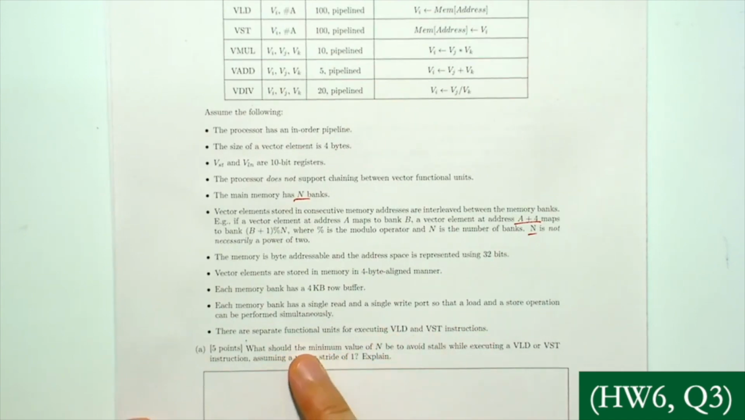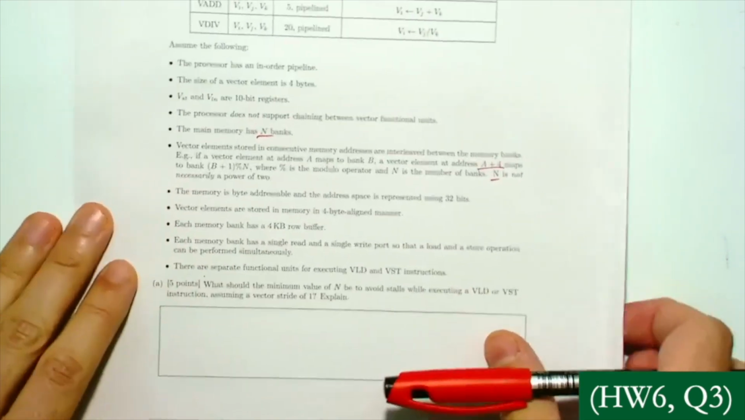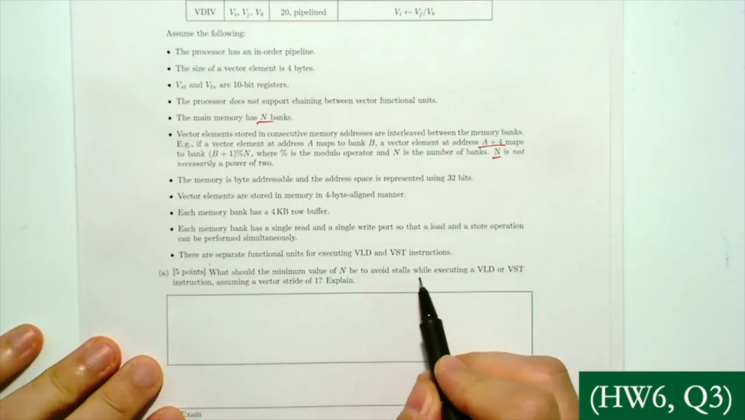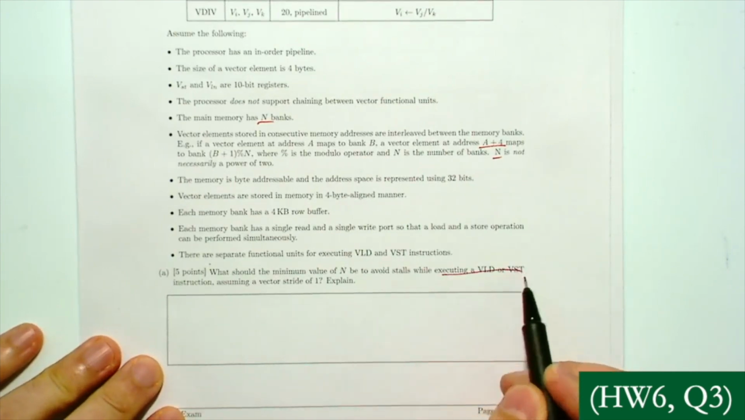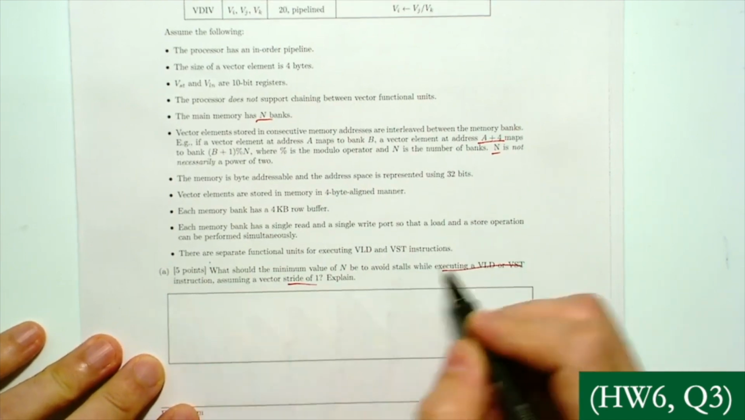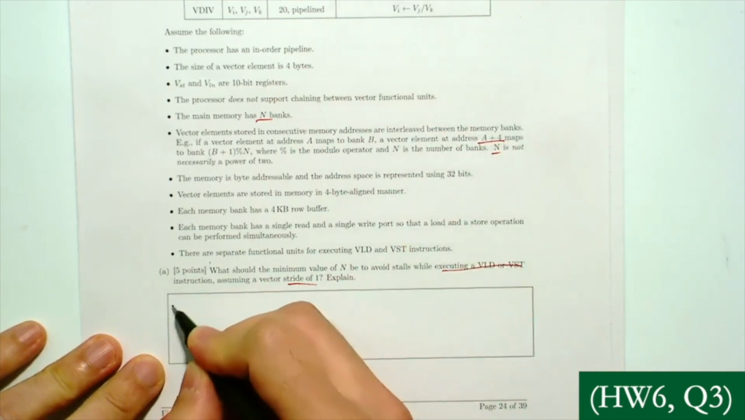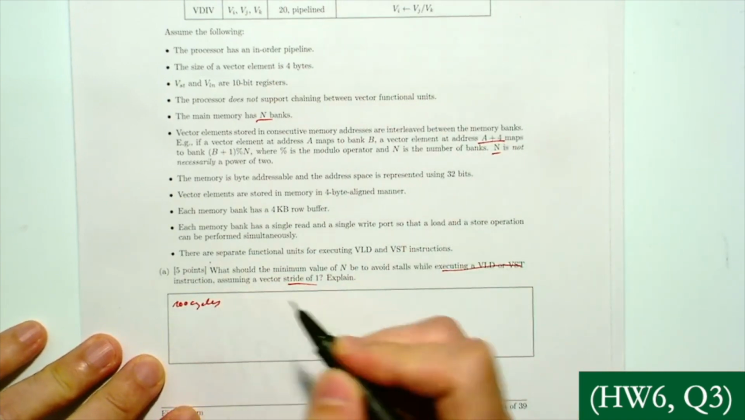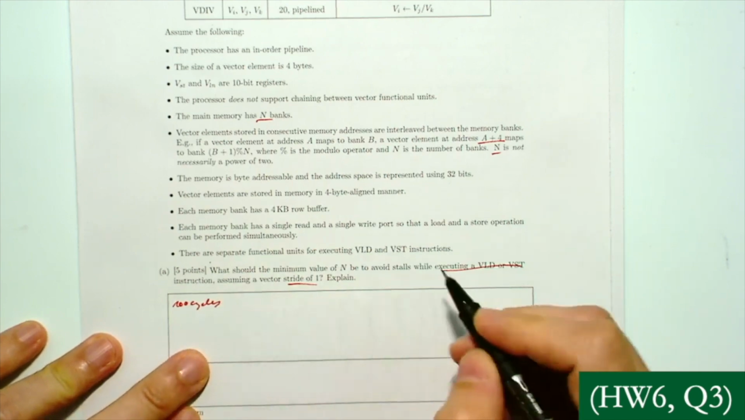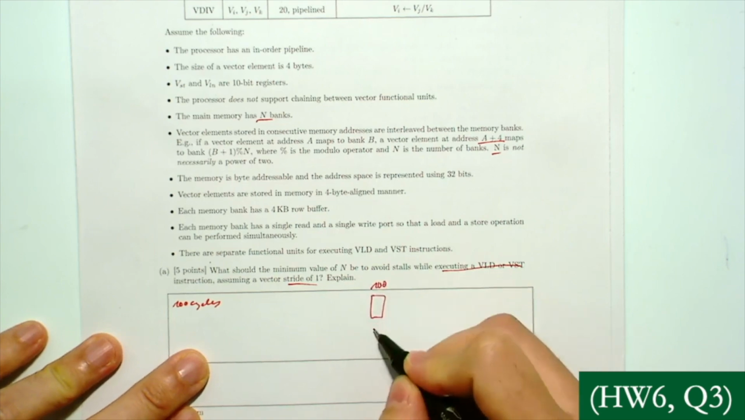So what should be the minimum value of n to avoid stalls while executing loads and stores, assuming a vector stride of 1? The latency of accessing one single bank is 100 cycles. And one bank will be occupied for 100 cycles.